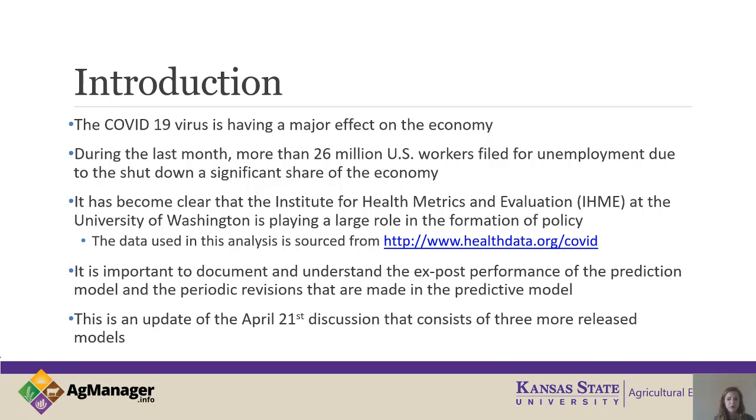And so this IHME model at the University of Washington is playing a large role in the formation of policy. We're seeing governors, local decision makers, and other lawmakers start to refer to this model in terms of making decisions and trying to determine how we're going to move forward from this virus. And so it's important to understand and document the performance of the prediction model and the revisions that are being made as we move forward and start to learn more about the virus and get more data. So again, this is an update of the April 21st discussion, and we're going to have 3 more released models to look at.